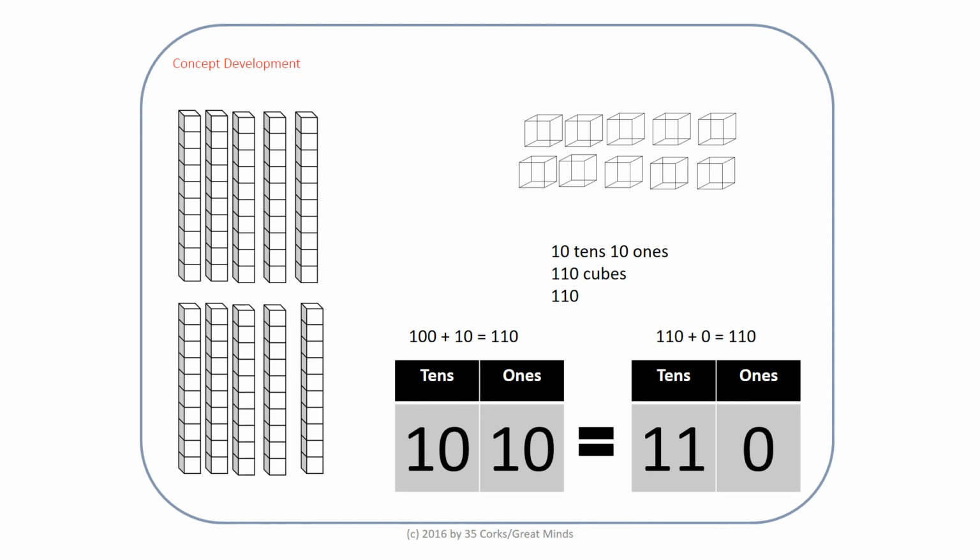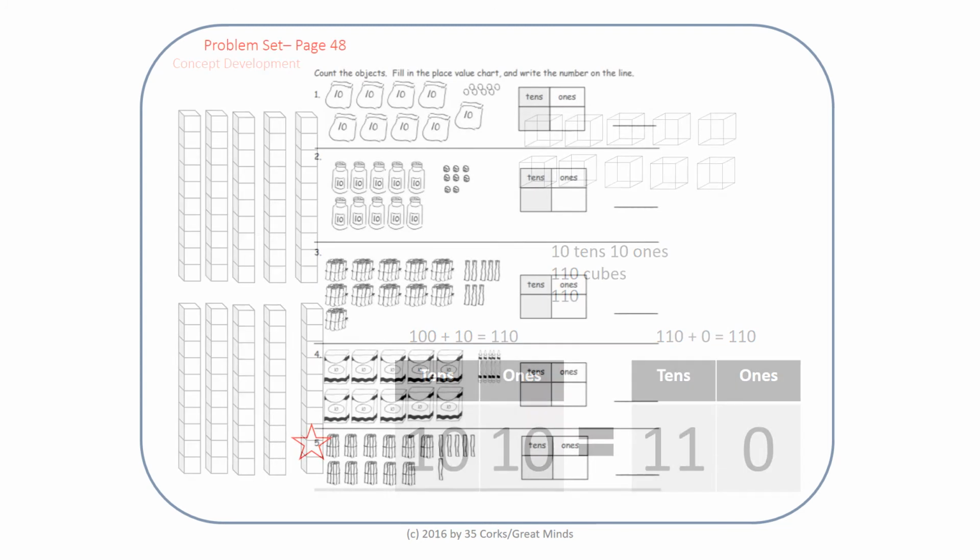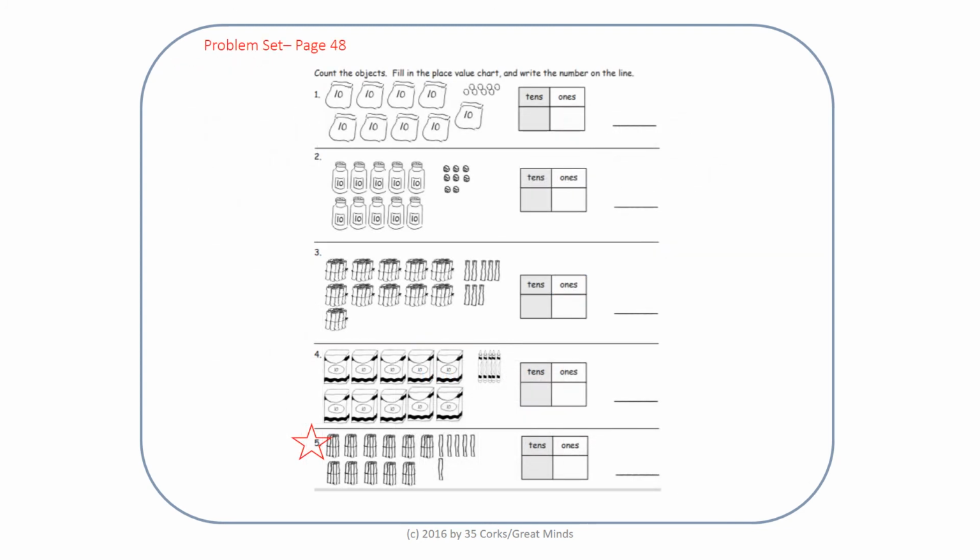Good. Now we're going to go over what your work looks like for today. On page 48 of your packet, your directions are to count the objects, fill in the place value chart, and write the number on the line. So I'm going to go over the first one with you. I see these bags that have the number 10 in it. That means it's like a 10 stick, but it's just a 10 group in a bag, and they labeled it for you. So I'm going to count.